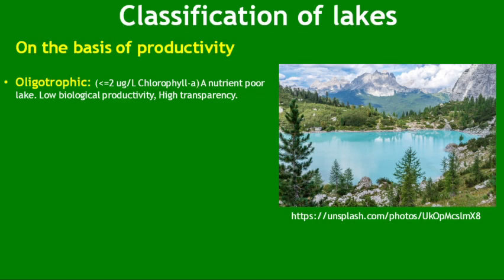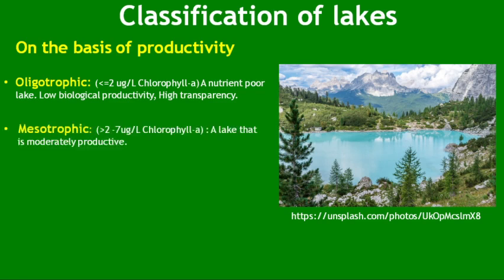Because the nutrient concentration is poor in such lakes, the productivity will also decrease. Producers will not be able to synthesize enough organic matter. As a result, chlorophyll A concentration in oligotrophic lakes is usually below 2 microgram per liter. Because the vegetation cover is not so dense, we have high transparency in such oligotrophic lakes.